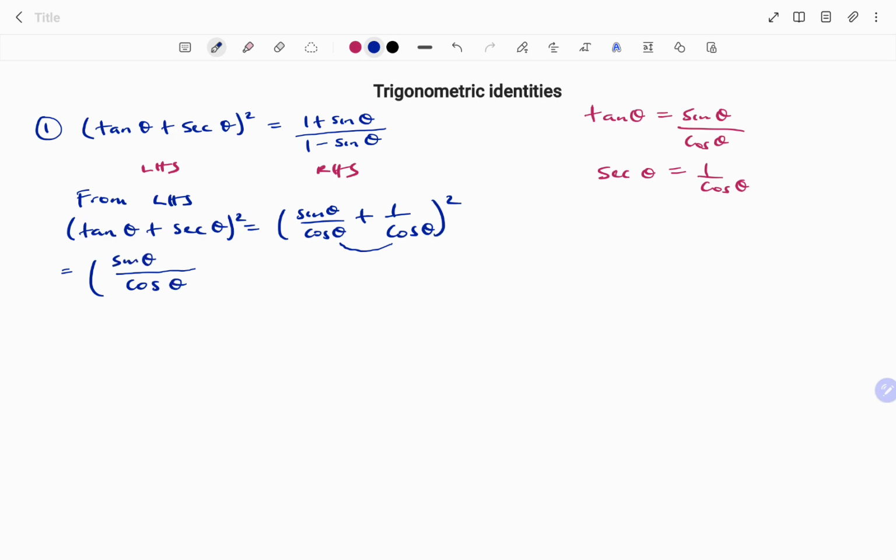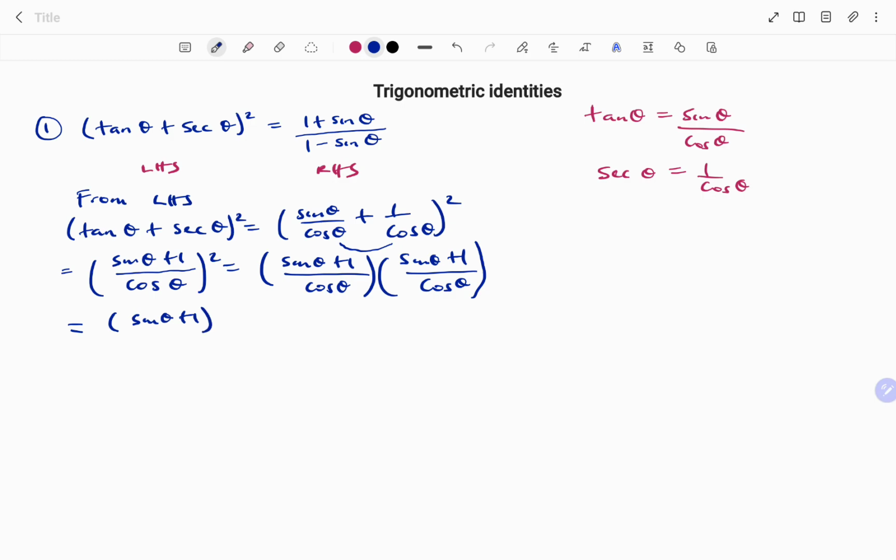At the top, we have (sine theta plus 1) all squared. And if we expand our square, we have (sine theta plus 1) over cos theta multiplied by (sine theta plus 1) over cos theta. If we open the brackets, at the top we are going to have (sine theta plus 1)(sine theta plus 1) all over cos squared theta.